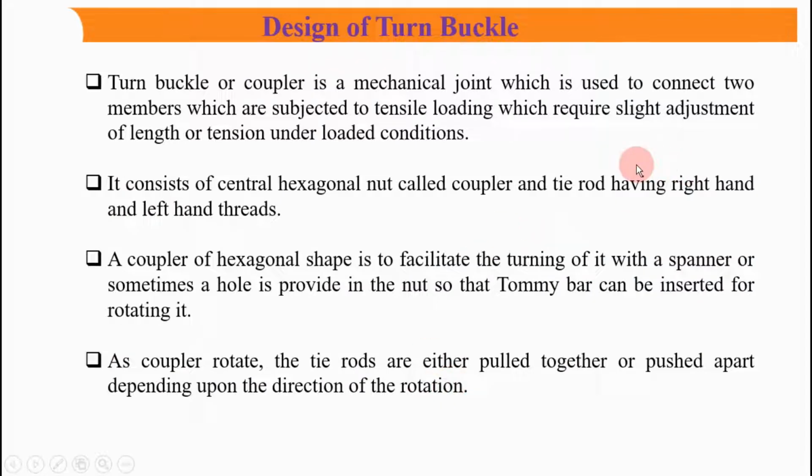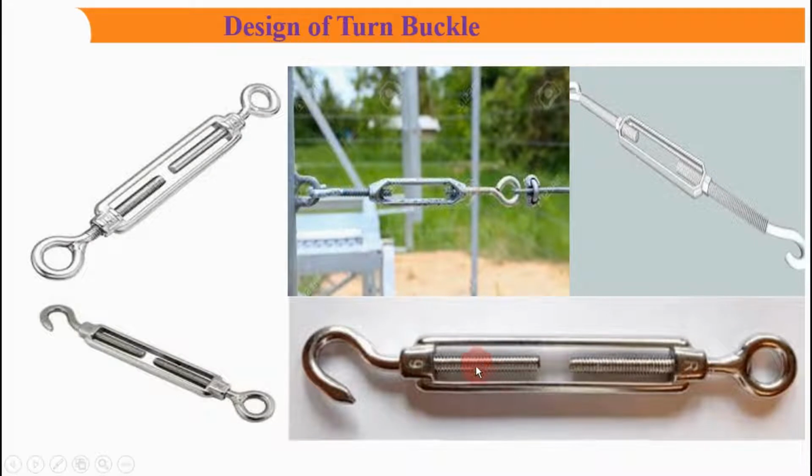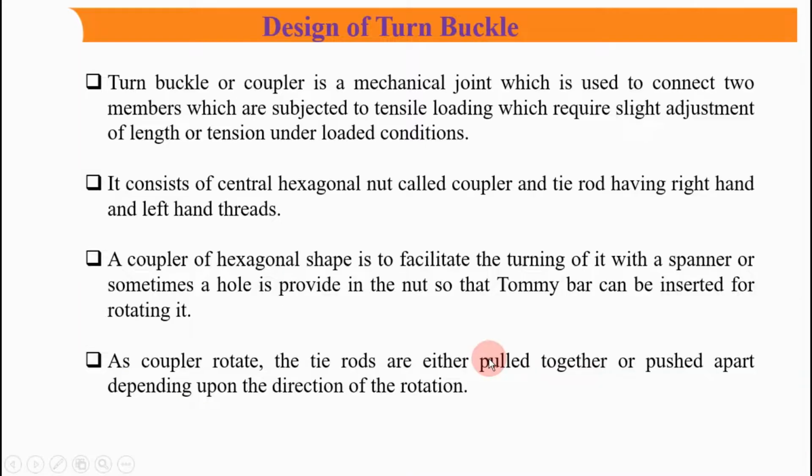Then it consists of a central hexagonal nut called a coupler and tie rods having right-hand and left-hand threads. As we have seen in this image, you can see this R written over here. These are right-handed threads and these are left-handed threads. So these are two tie rods, or we can say threaded rods. Then the coupler of hexagonal shape is to facilitate turning it with a spanner, or sometimes a hole is provided in the nut so that a tommy bar can be inserted for rotating it.